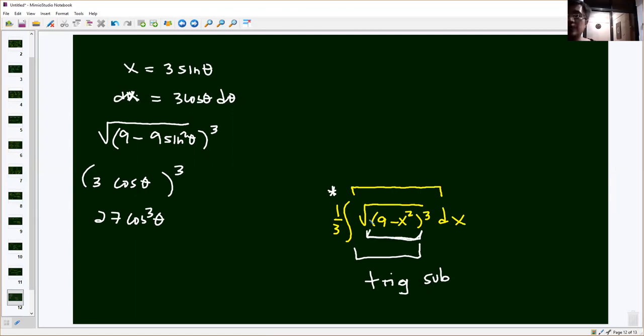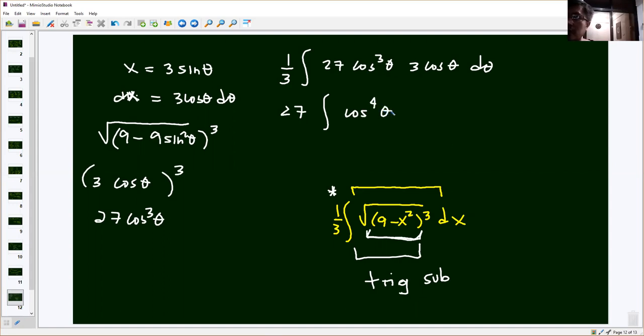So, ayusin na natin, 1/3 outside, baka makalimutan. 27 cos cube theta. And then, our dx is 3 cosine theta d theta. So, there. 3 and 27, cancel. 27 na lang outside. Mangyayari dito is cosine to the 4th theta d theta. So mukhang pabalik ka lang din dito.